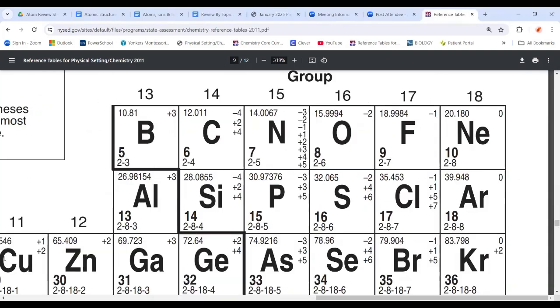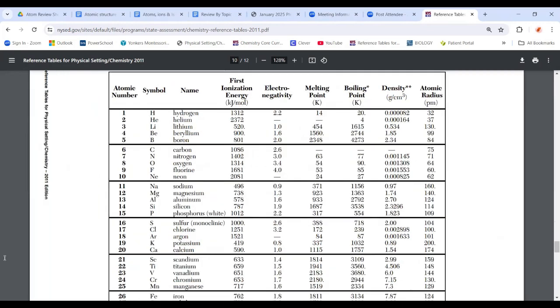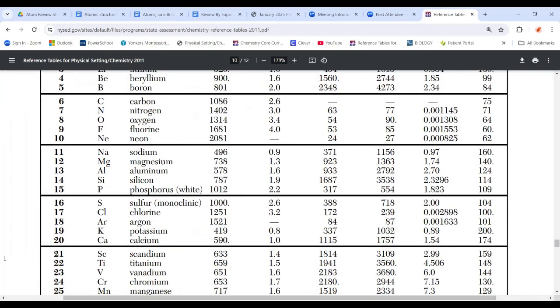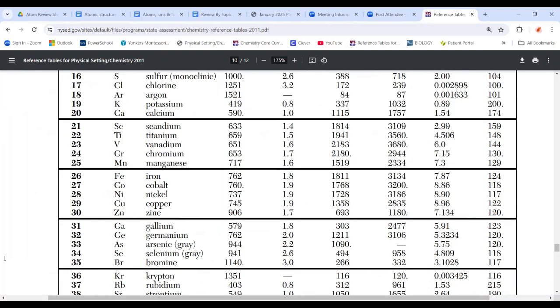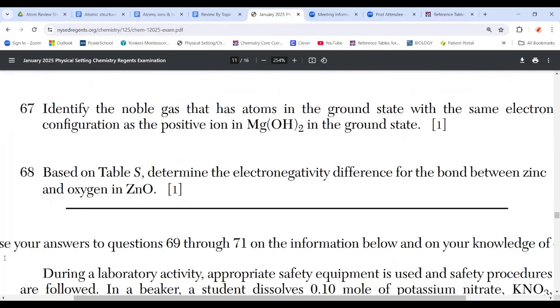We're going to head over to table S. Yes, these questions are very involved. I'm gathering you guys have probably picked that up by now. We're doing zinc and oxygen. So the electronegativity of oxygen is 3.4, and the electronegativity of zinc is a little further down. Zinc is number 30, is 1.7. So I'm literally just going to do 3.4 minus 1.7. And it says determine, so I don't even have to show them this math.